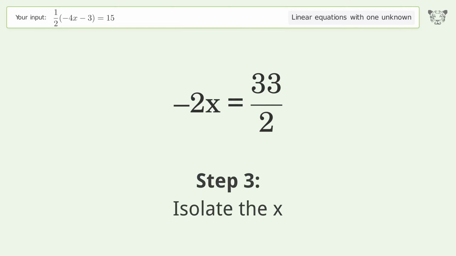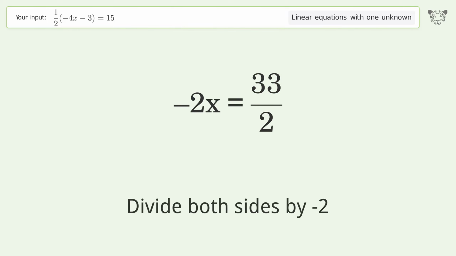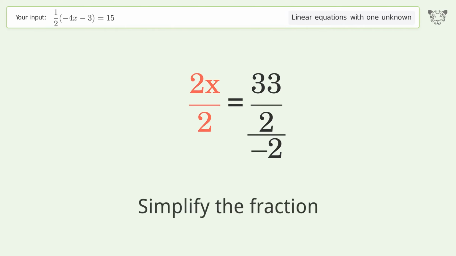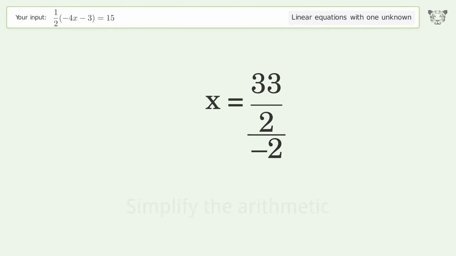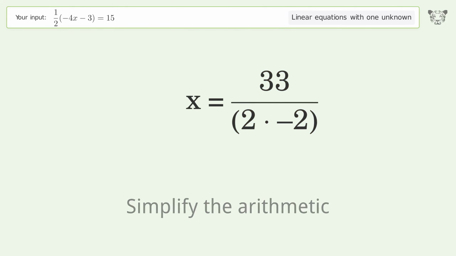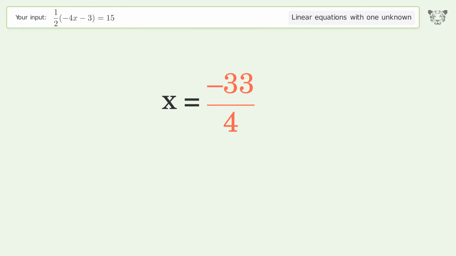Isolate the x. Divide both sides by -2. Cancel out the negatives. Simplify the fraction. Simplify the arithmetic. And so the final result is x equals -33/4.